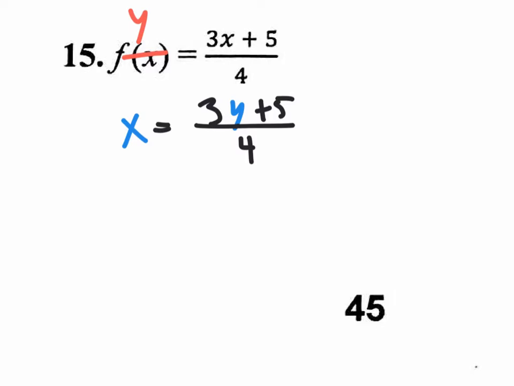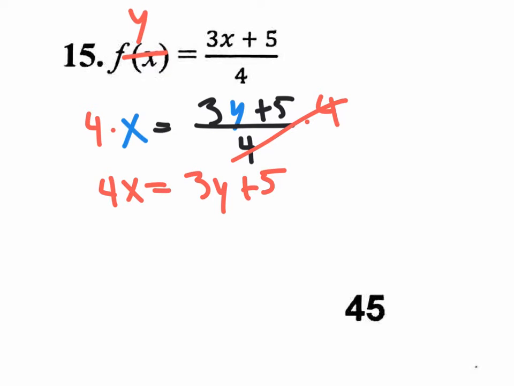So you want to start getting y by itself. How do you get rid of something? You do the opposite. So the opposite of dividing by 4 is multiplying by 4. That'll cancel out. What you do to one side, do to the other. You're going to have 4x equals 3y plus 5. What do we do next? Minus 5. Minus 5. You're going to have 3y equals 4x minus 5.